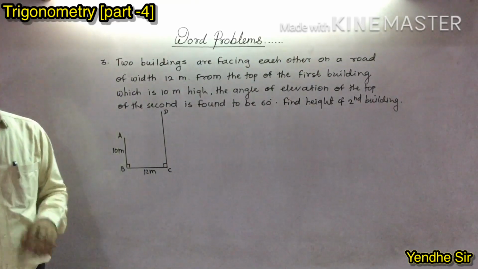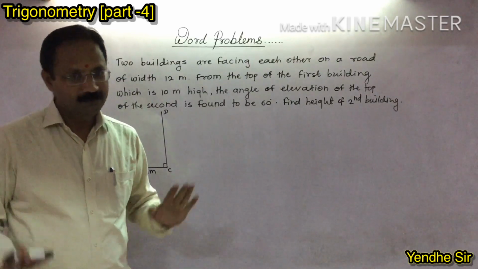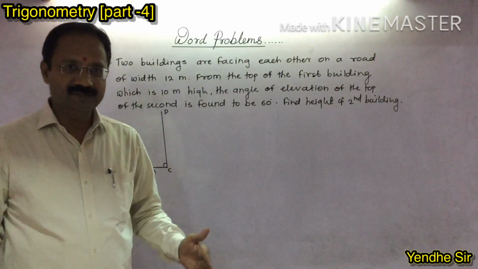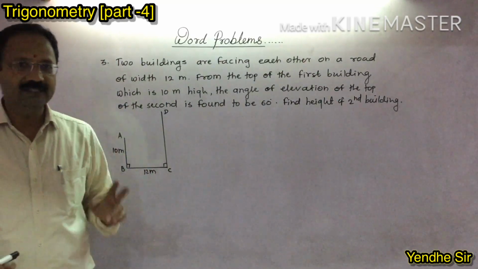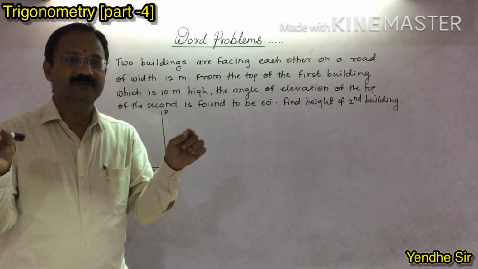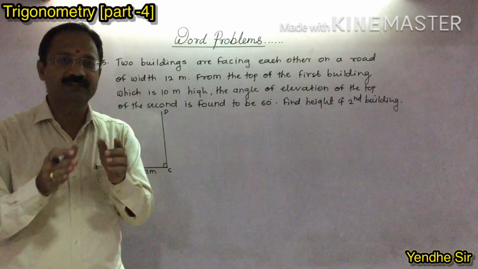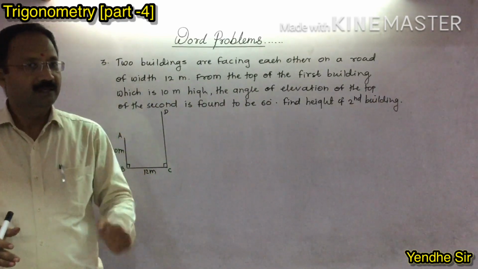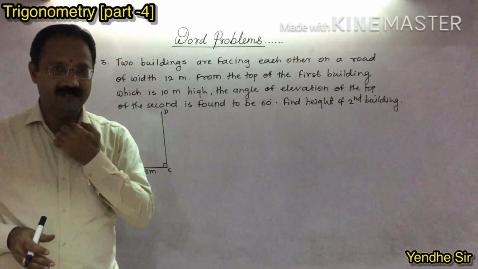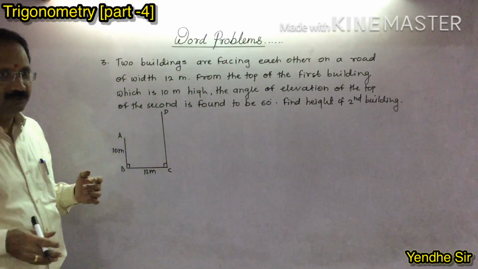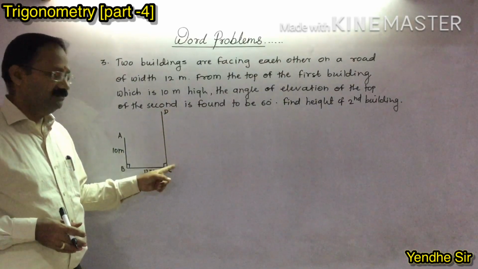In the third example, two buildings are given. We know that the buildings are always perpendicular to the base. This is the first thing you have to remember. Second thing which is given, the distance between the two buildings is 12 meter. Now see, the height of the first building is given 10 meter and you have to find out the height of the second building.